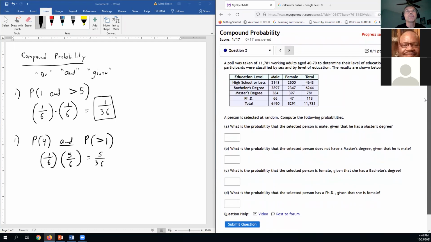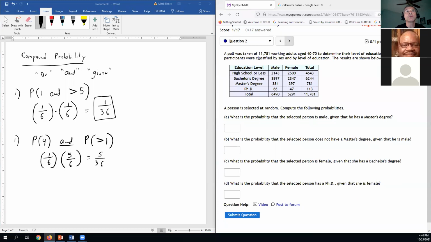Okay, on problem 2, it says a poll was taken of 11,781 working adults age 40 to 70 to determine the level of education. The participants were classified by gender and their level of education. The results are shown below. So you can see you got your education level, high school or less, bachelor's, master's, PhD, and here's the total amount for male, female, and here's your grand total right here. And on part A, let's go down here to do part A.